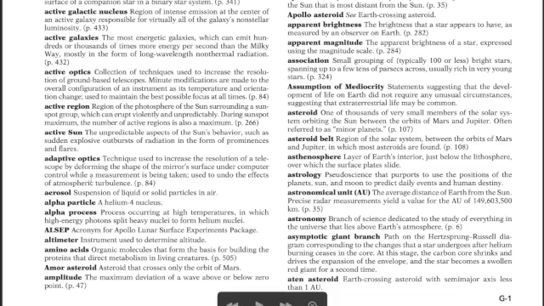Okay, adaptive optics: a technique used to increase the resolution, which we have discussed.